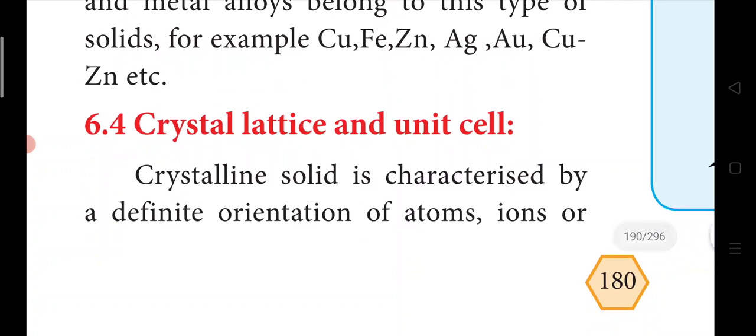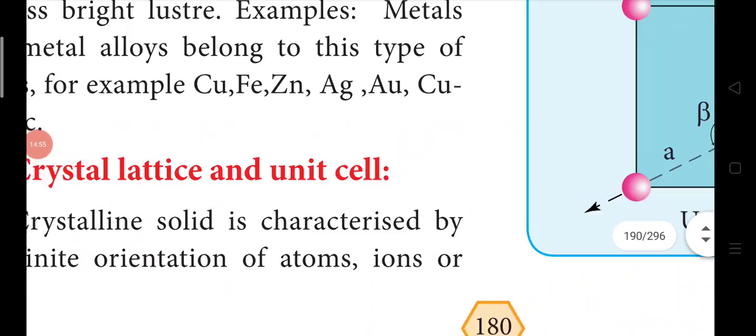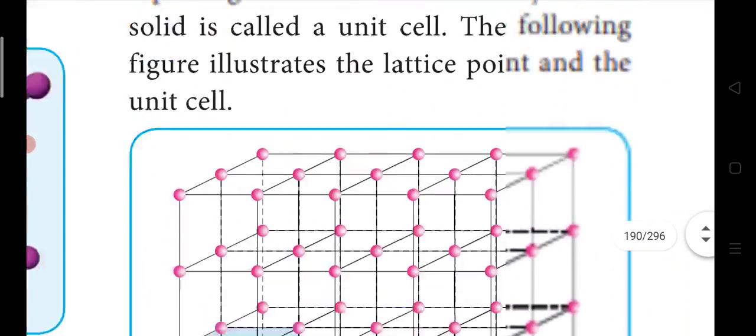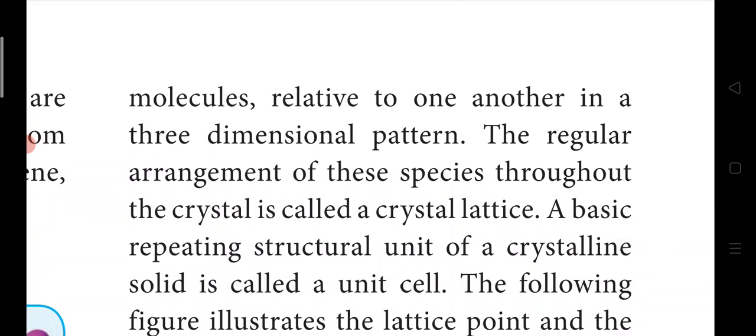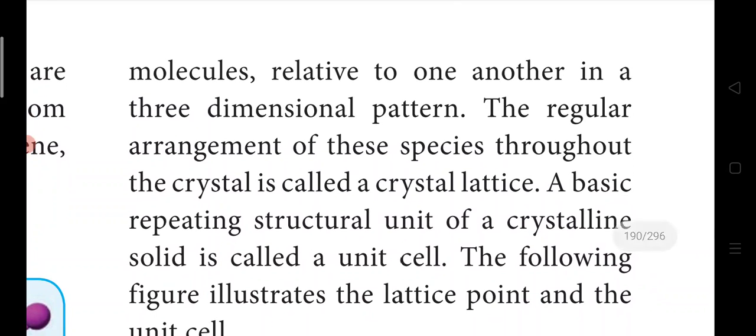Crystal lattice and unit cell. So what does a crystal lattice mean? A crystalline solid is characterized by a definite orientation of atoms, ions, or molecules relative to one another in a three-dimensional pattern. We call it a crystal lattice. The regular arrangement of these species throughout the crystal, the proper arrangement of units in a regular crystal, we call a crystal lattice.